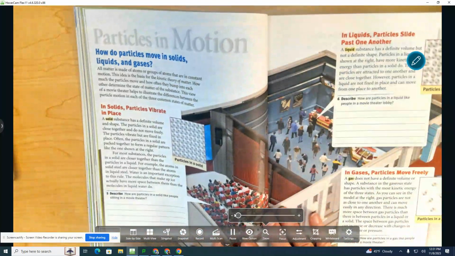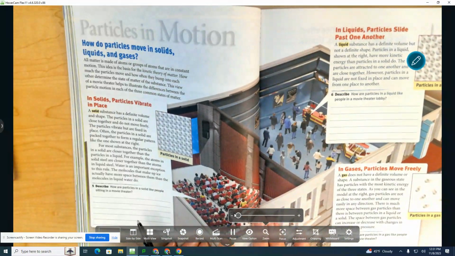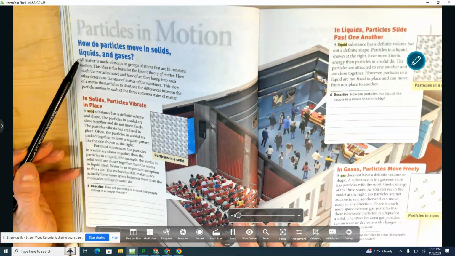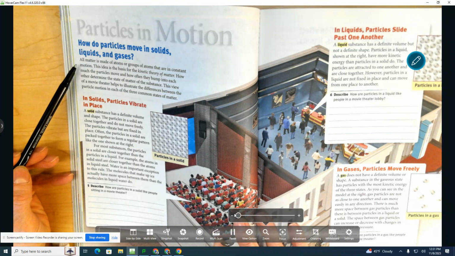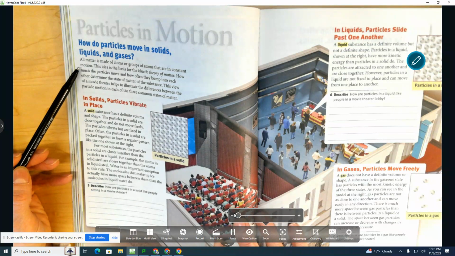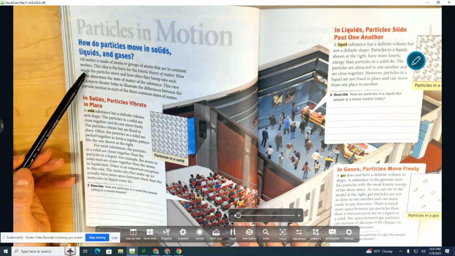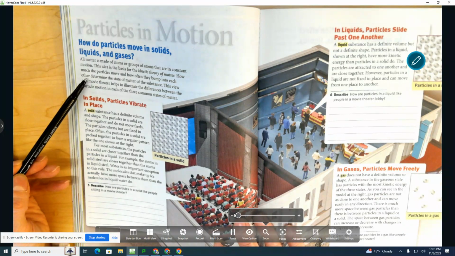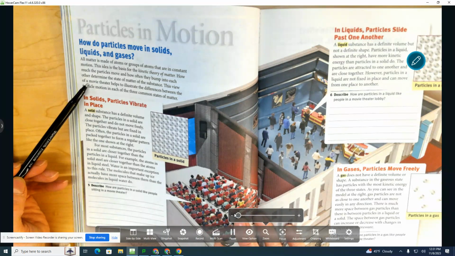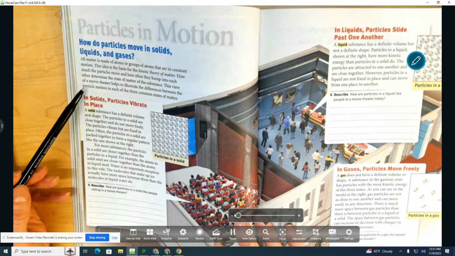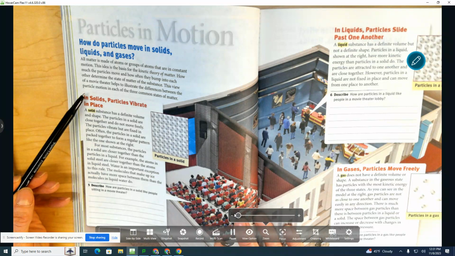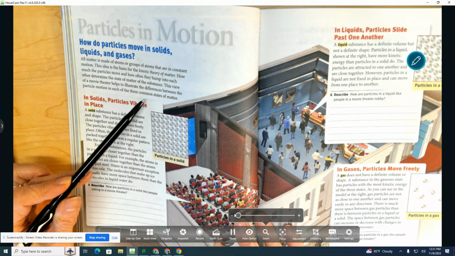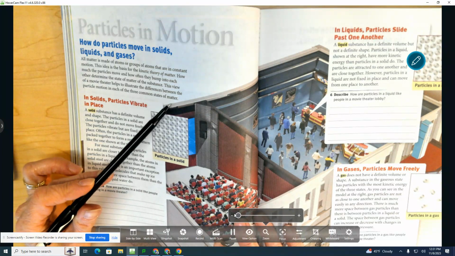All right, and particles in motion is our first section. So the paragraph says, how do particles move in solids, liquids, and gases? All matter is made of atoms or group of atoms that are in constant motion. This idea is the basis for the kinetic theory of matter. How much the particles move and how often they bump into each other determine the state of matter of the substance. This view of a movie theater helps to illustrate the differences between the particle motion in each of the three common states of matter: solid, liquid, and gas.